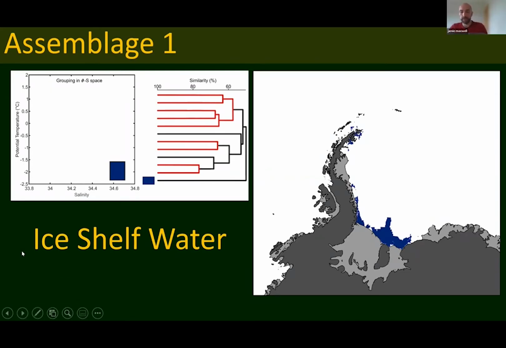So assemblage 1, it was the coldest of all, as you can see down there, and its values were closest to ice shelf water. There's also likely an influence of high salinity shelf water as well. There were 45 species within this group, of which 8% were unique to this group and not found in any other group.